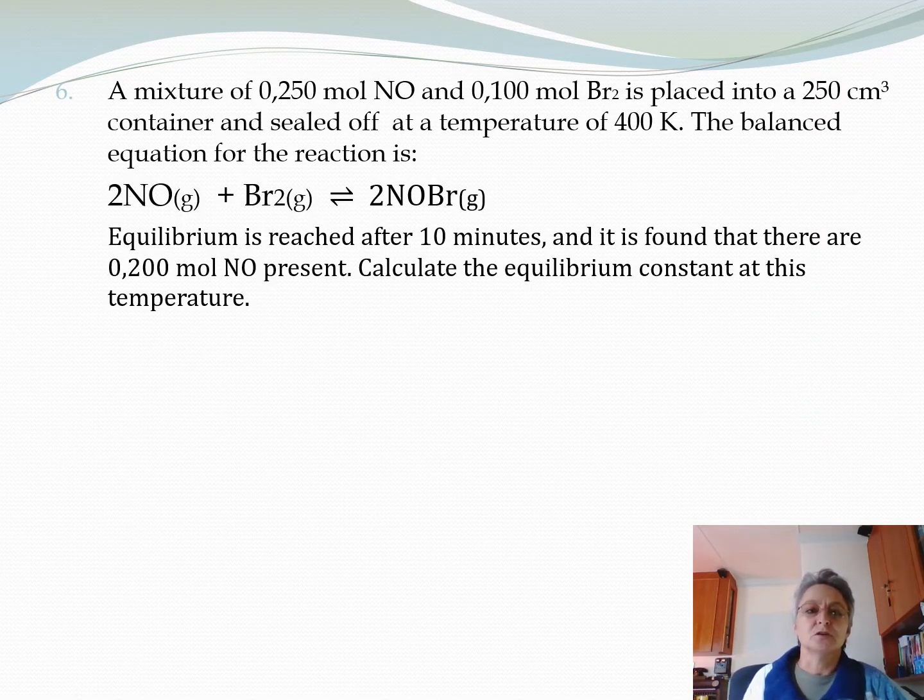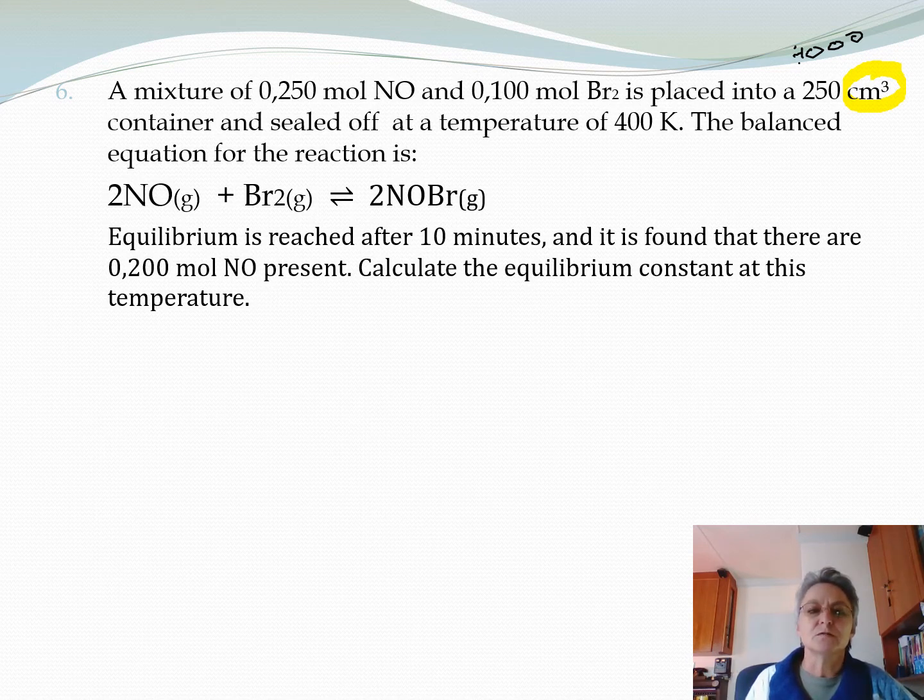Right, example 6. A mixture of 0.25 mole nitrogen monoxide and 0.1 mole bromine is placed into a 250 cubic centimeter container. I think the cubic centimeter is going to be a problem. We will need to divide that by 1,000 to change it into cubic decimeters. So it's sealed off at a temperature of 400 Kelvin.